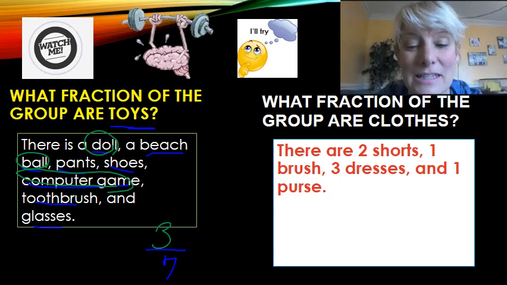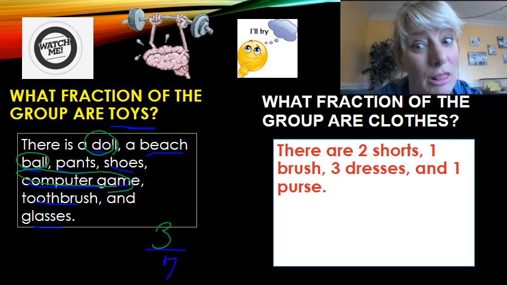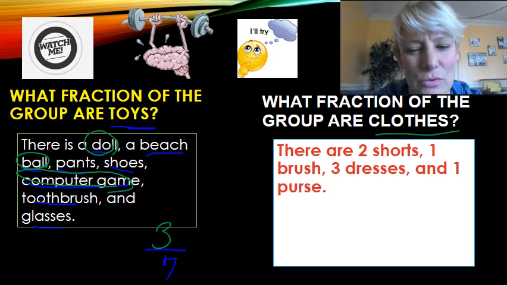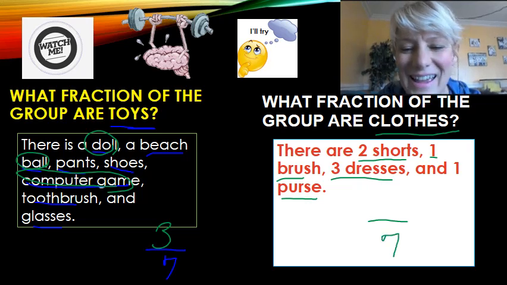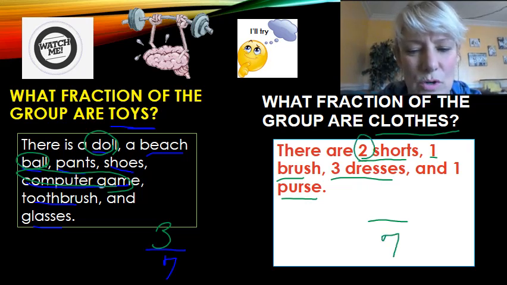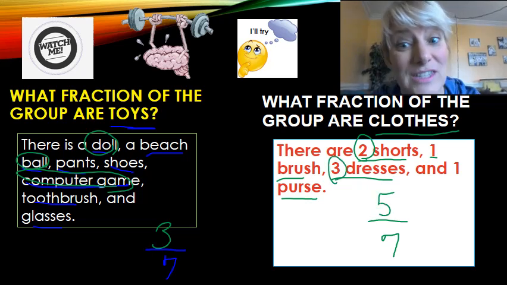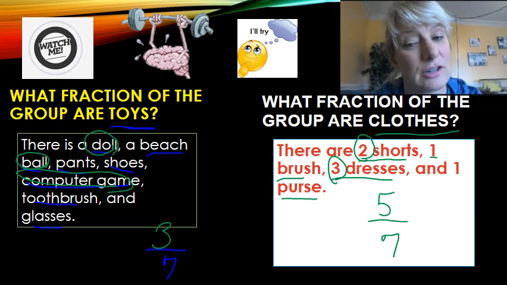Okay, it says what fraction of the group are clothes. So now we're looking for clothes. All right, we've got 2 shorts. We've got 1 brush, 3 dresses, and 1 purse. So we have 2, 3, 4, 5, 6, 7. So there is a total of 7. And how many are clothes? We have 2 shorts and 3 dresses. So that means that we have 5/7 are clothes. The other objects are not clothes. So the fraction of the group that are clothes is 5/7.